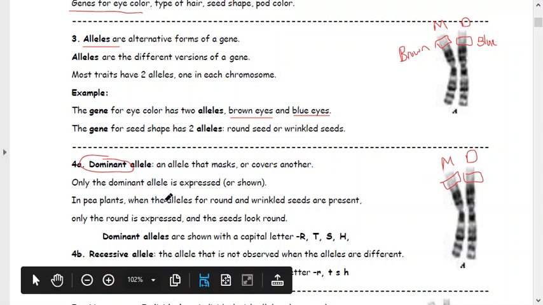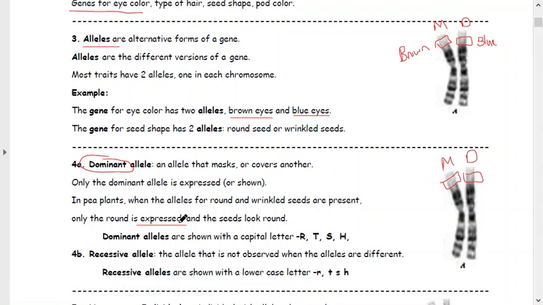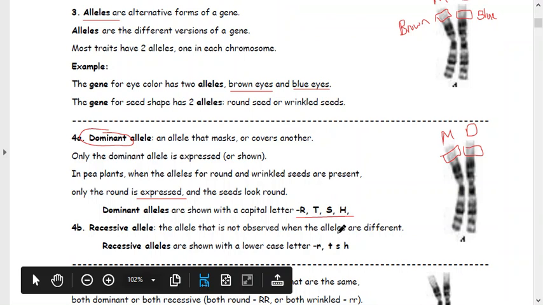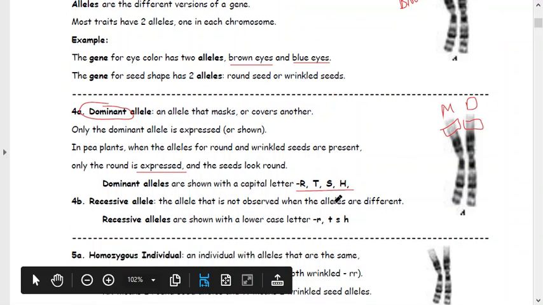Dominant alleles are alleles that are expressed. If you look at the organism, you would see, in this case, brown eyes. That's because brown eyes is dominant over blue eyes. And we denote a dominant allele by using a capital letter. You can pick any letter you want. I do recommend picking letters that are unique in the way that they look.